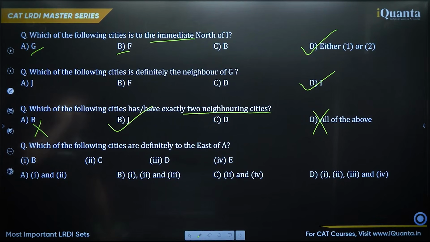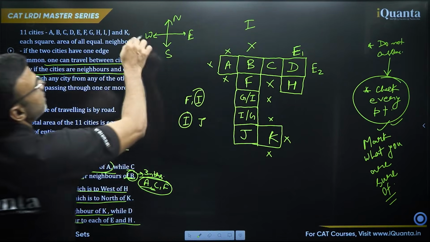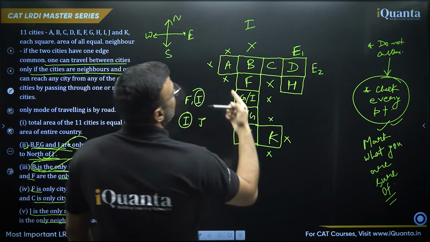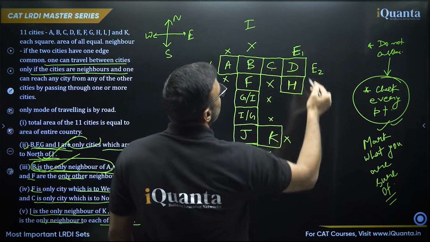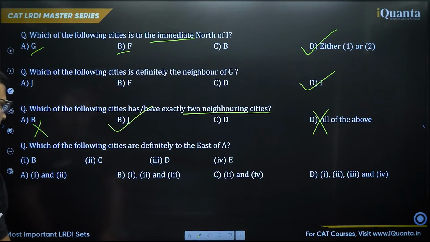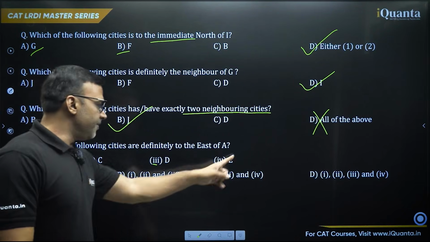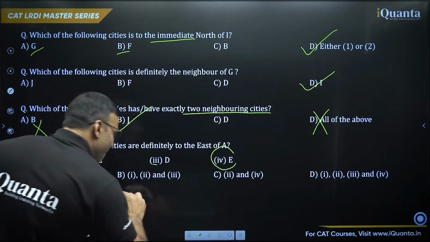Nice. Which of the following cities are definitely to the east of A? East of A, east of A. So A is here. In the east, we have B, C, D for sure. E may or may not be. Okay, so B, C, D for sure. B, C, D for sure. Nice. B, C, D, but we can't be sure about this. So correct answer would be option B.